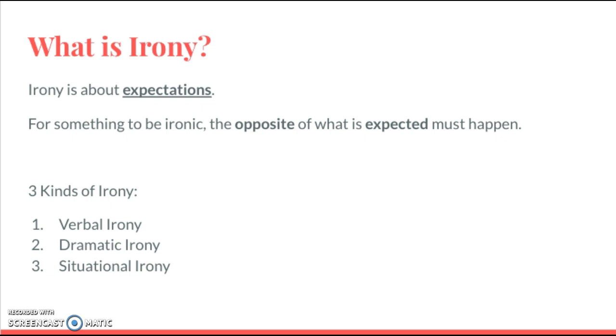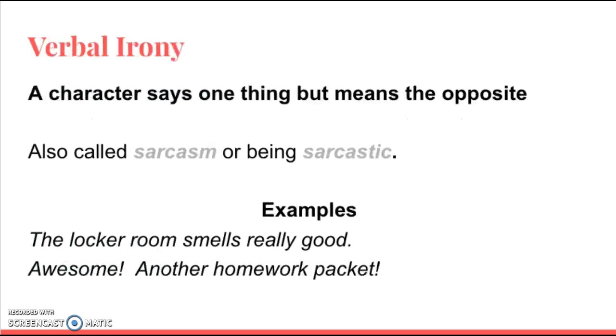There's three kinds of irony. We have verbal, dramatic, situational. For verbal irony, a character says one thing but means the opposite. So again, expectations. If a character is saying something, the expectation is that they mean whatever it is that they're saying, but in fact they mean the opposite.